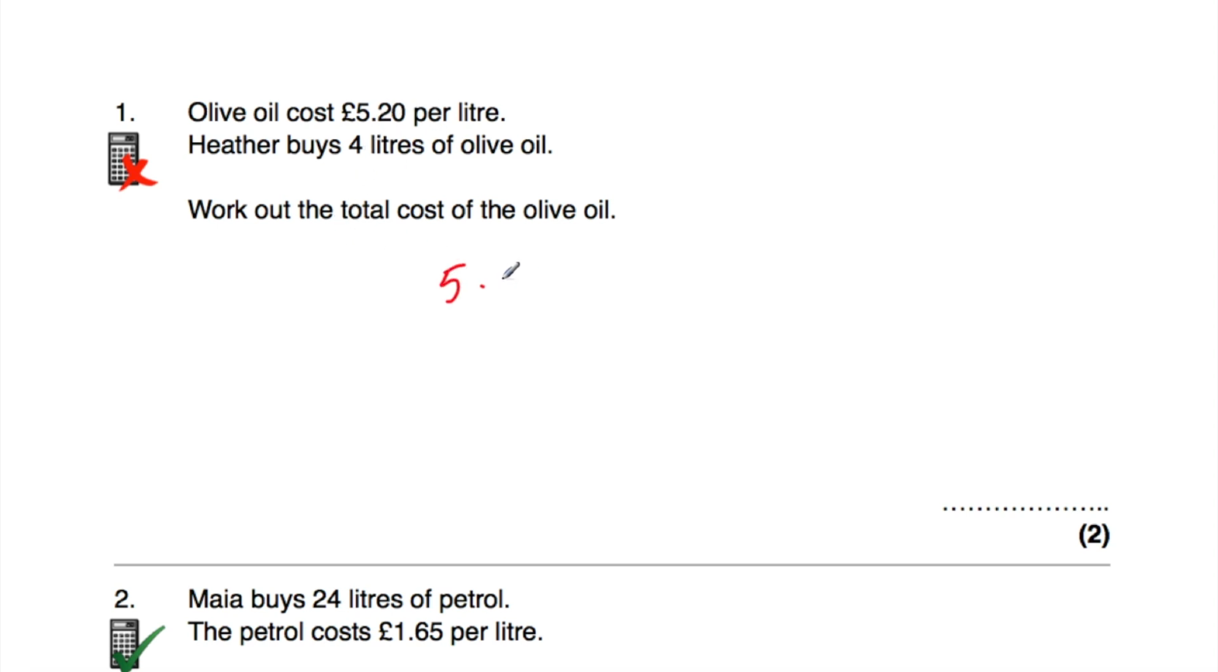So let's do £5.20 multiplied by 4. And it's a non-calculator question, so let's line up our decimal points and put that beneath. 4 times 0 is 0, 4 times 2 is 8, and 4 times 5 is 20. So the cost of the olive oil would be £20.80, and that's it.